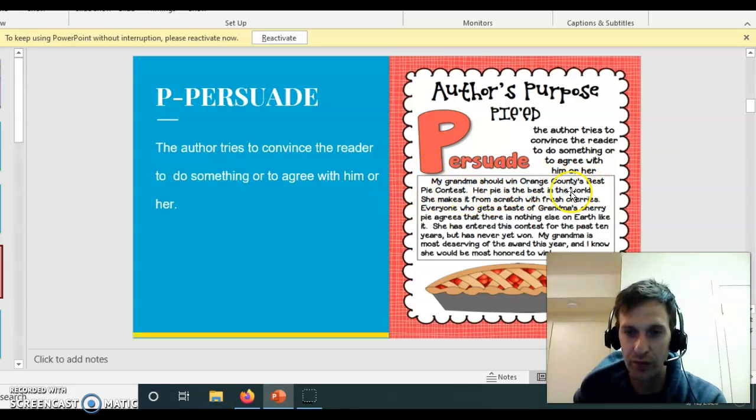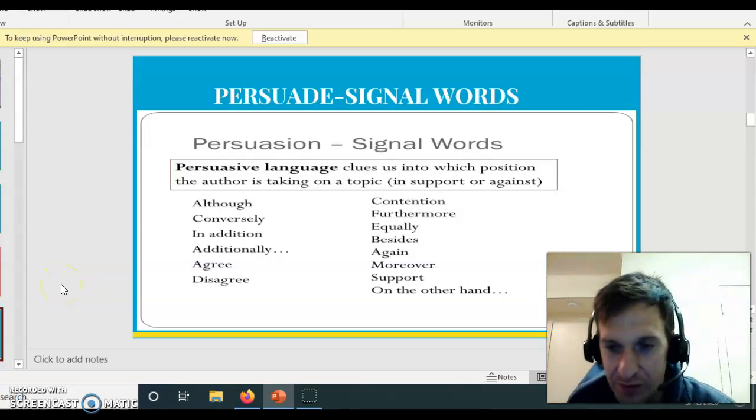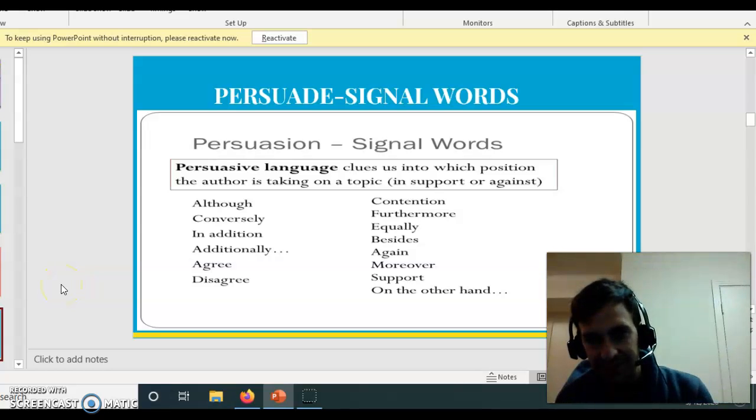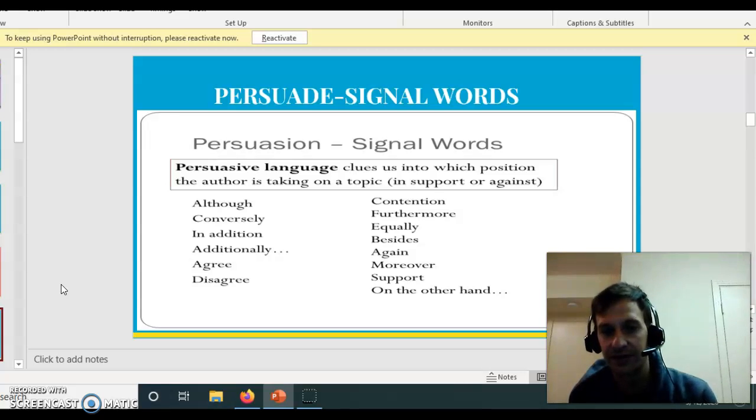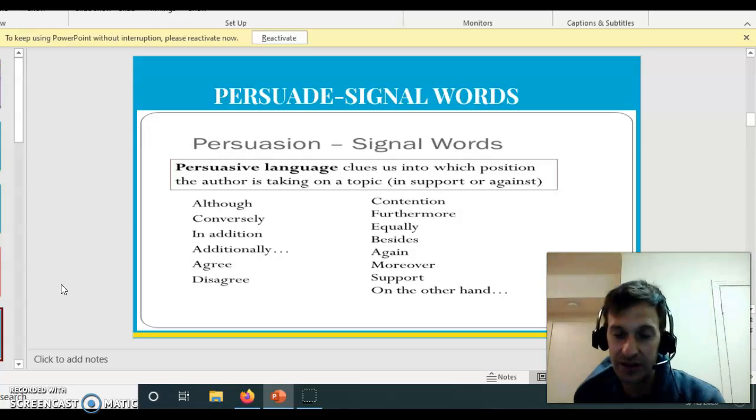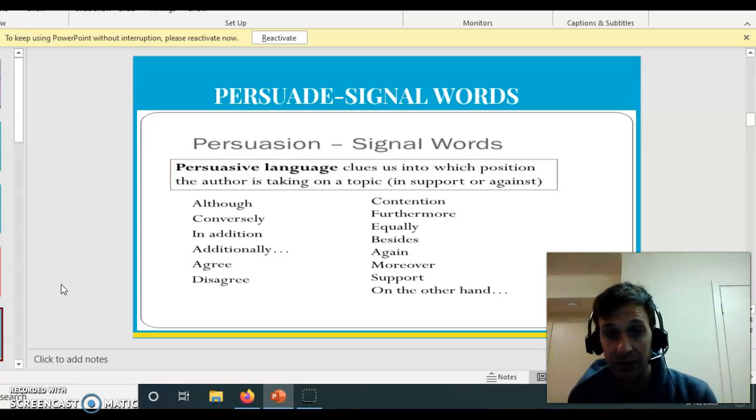My grandfather should win. Okay? Should win. It's the best in the world. She makes it from scratch. All right, these are all words that are going to tell you. So let's look at some signal words. Persuasive language. All right, words that are used to convey you should do something. I agree. Moreover, support, again, besides, furthermore, although. These are the things you should do. So remember, when we're looking for persuasion, we all have tried to persuade somebody in our life, right, to do something.